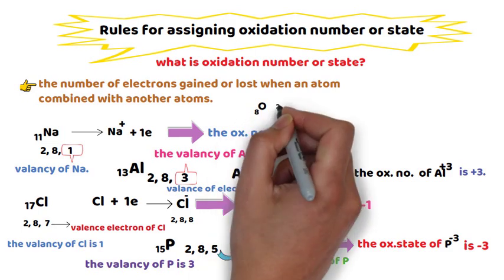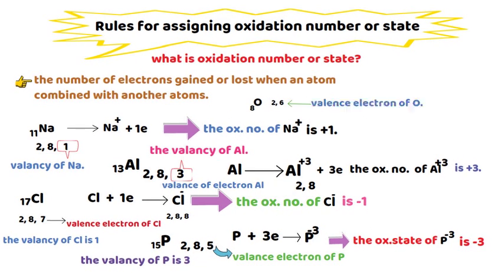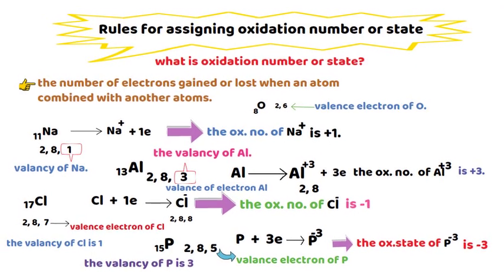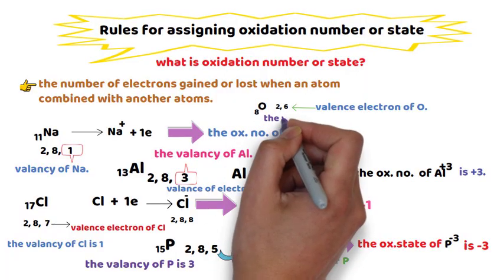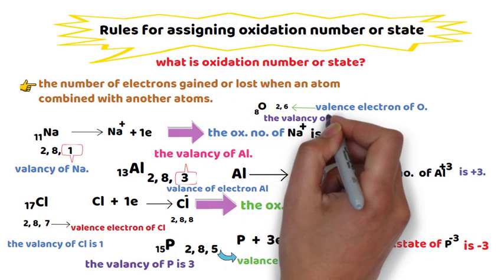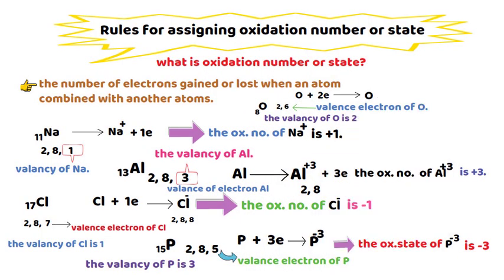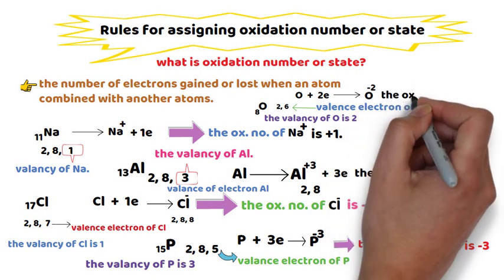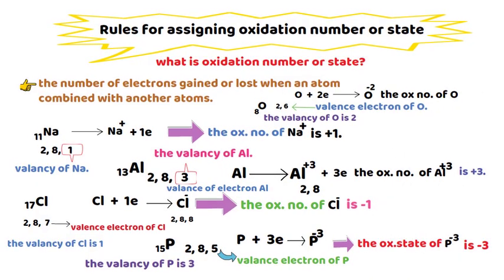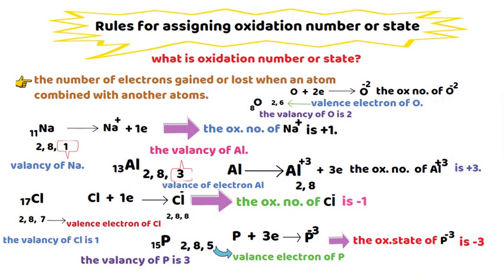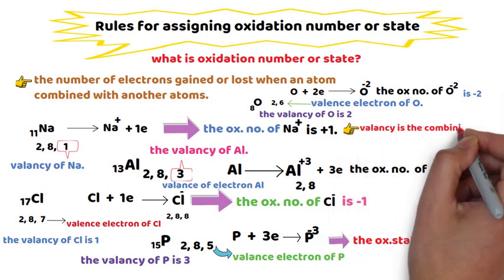Oxygen atom atomic number 8. Electron configuration shell 2, 6. The valence electron of oxygen atom is 6, but the valence of oxygen atom is 2. Means that oxygen needs 2 electrons to have 8 electrons in its outermost shell. Therefore, oxygen gains 2 electrons and forms oxygen -2 ion. This -2 is the oxidation number of oxygen atom.